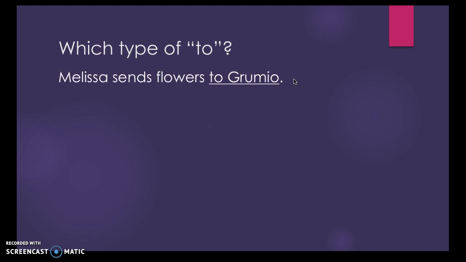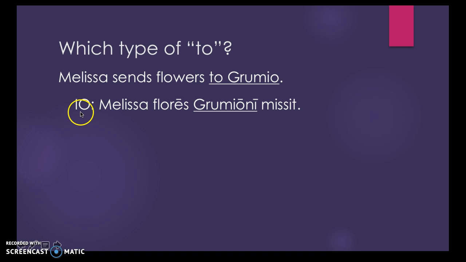Our first one, Melissa sends flowers to Grumio. "To Grumio" is not a prep phrase because it's not showing motion towards Grumio. It is not an infinitive. You don't "to Grumio" something like you would to love or to eat. Grumio here is indirectly receiving the action of the verb. Melissa is the subject. She's sending something. What is she sending? Flowers. Whom is she sending it to? Grumio. Therefore, it's an indirect object.